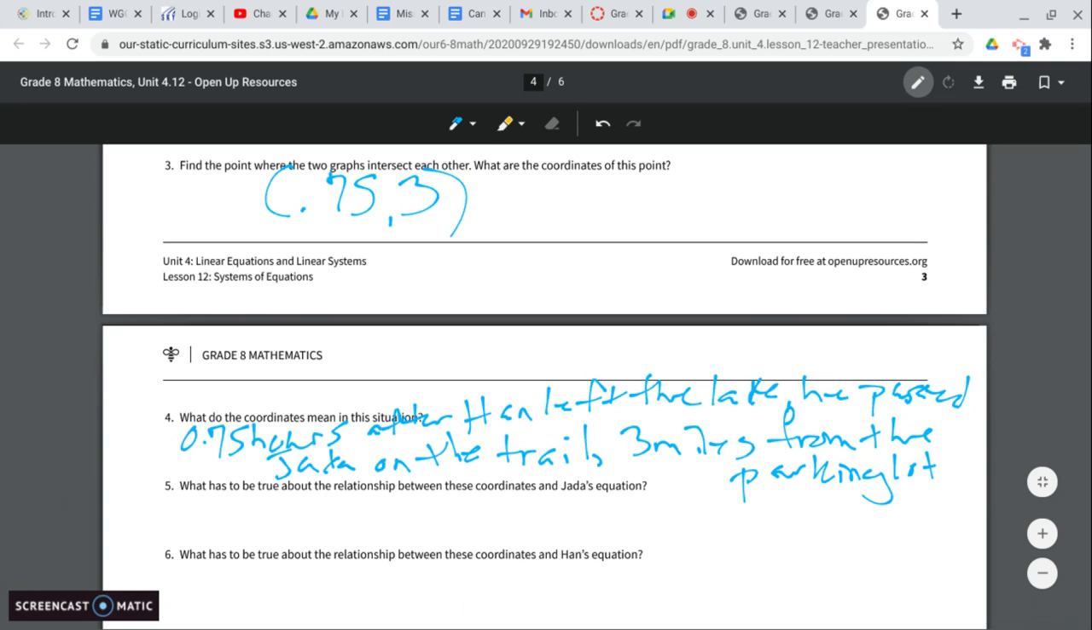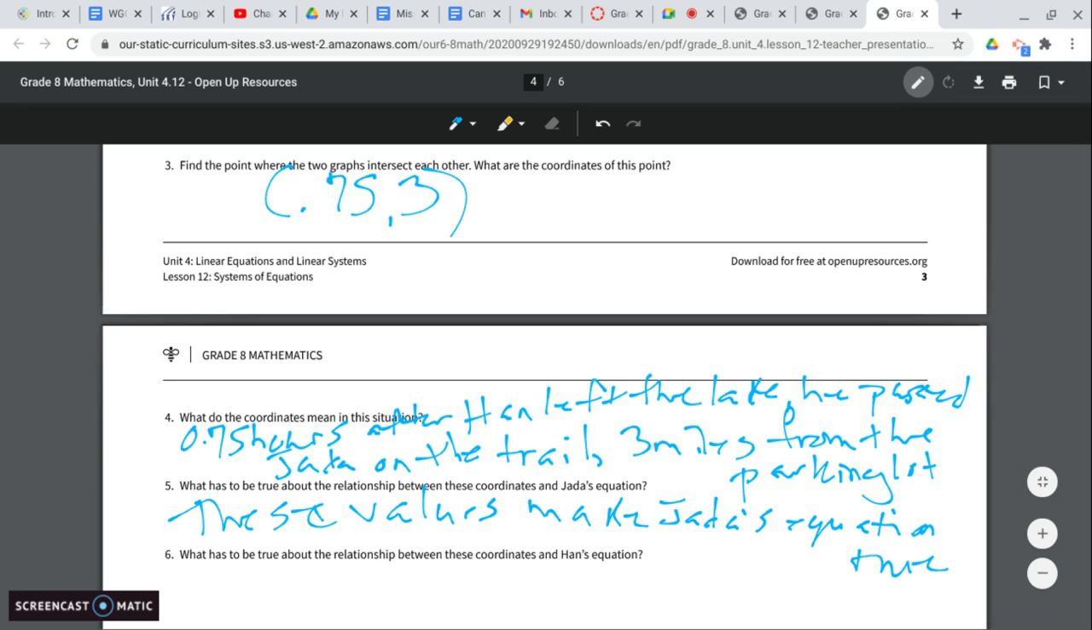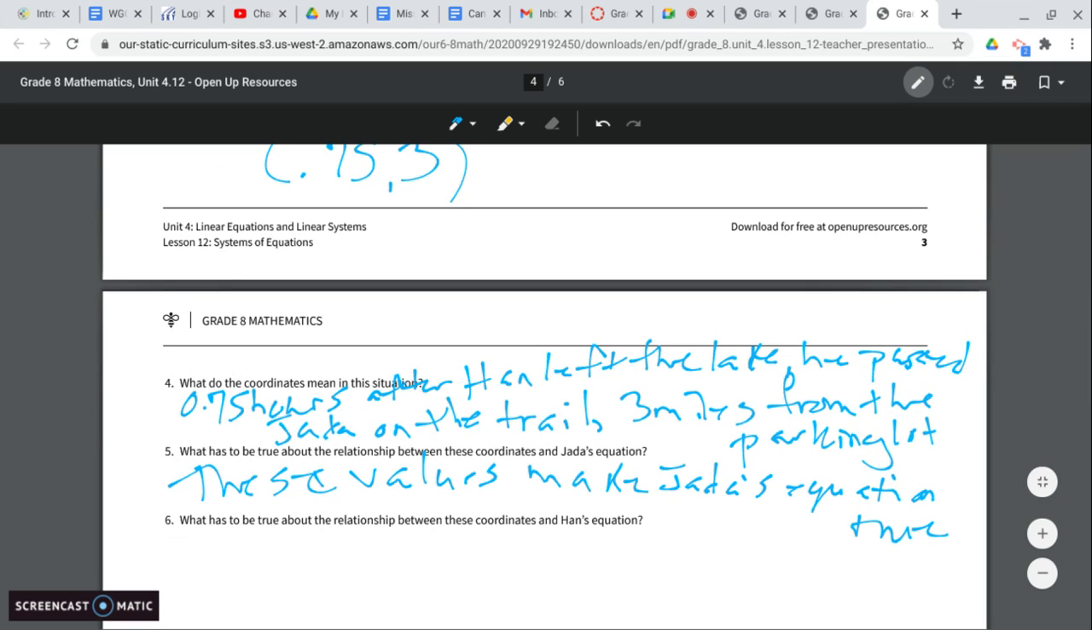All right, what has to be true about the relationship between these coordinates and Jada's equation? These values make Jada's equation true. Now, what has to be true about the relationship between these coordinates and Han's equation? Same thing. These values make Han's equation true. That's the point of a solution.